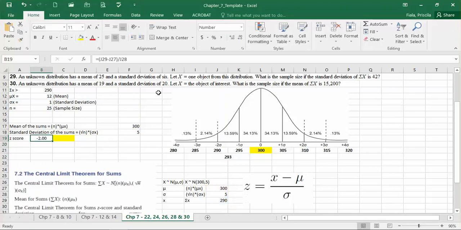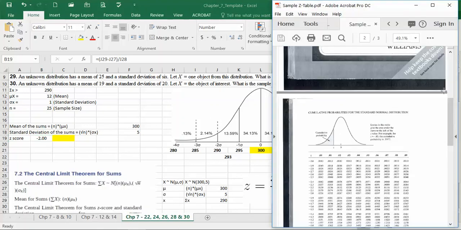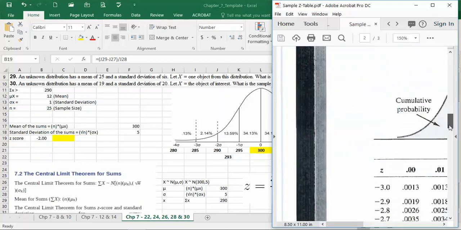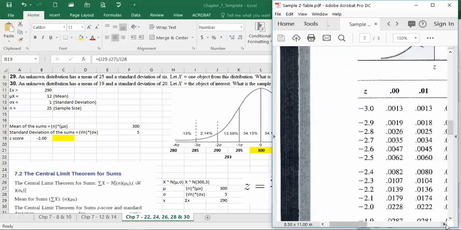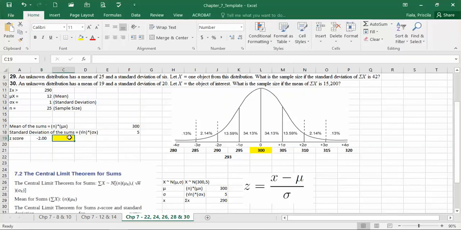Well, we found a z-score of -2, which is exactly right here, -2 standard deviations. However, we're trying to calculate the probability, so a percentage. So we're going to go to our table and look for -2.00. So -2.0 and then 0. So it's 0.0228. So my percentage is 0.0228.